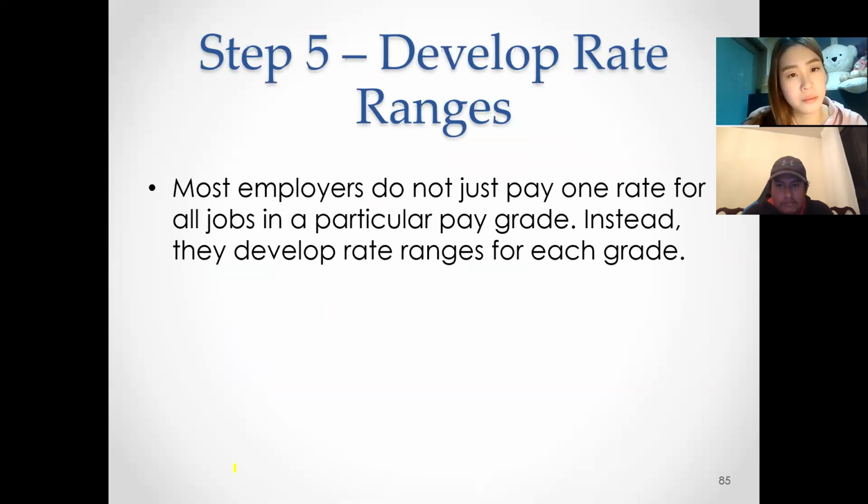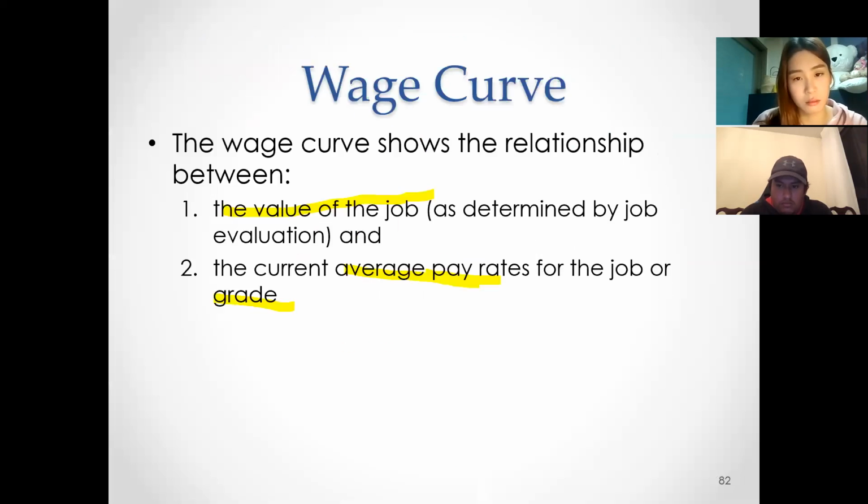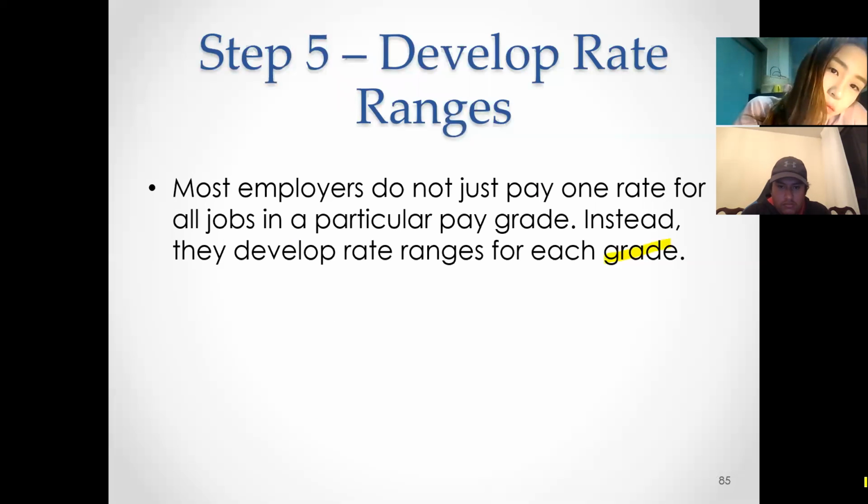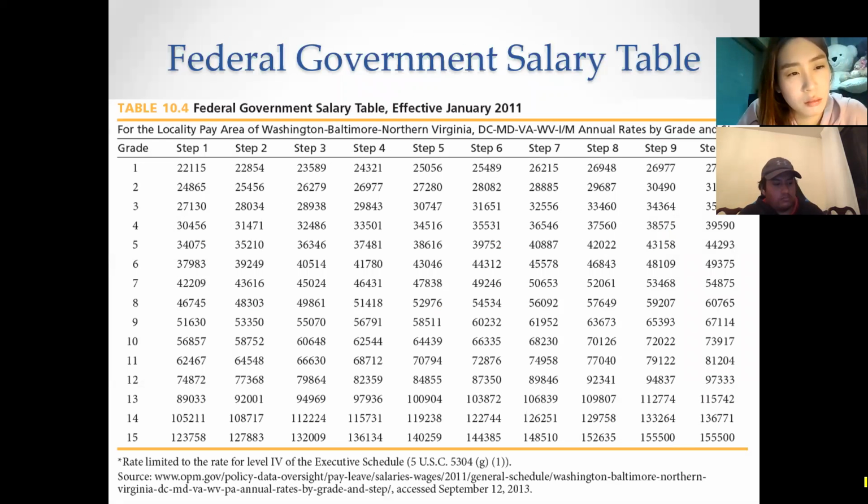is what's called a rate range. I'll come back to that chart in a second. A rate range is, instead of just having one rate for each grade, like in this chart, where you have these rates that go up and you have a square for each job grade, as the company gets bigger, you might have something that looks like this. This is what the government uses.